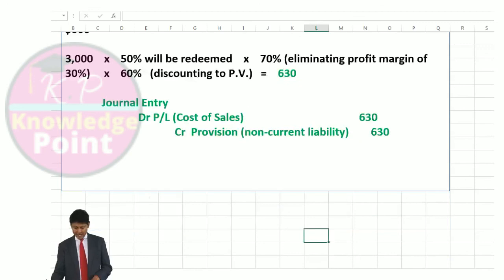And the journal entry, the examiner might easily ask you to choose between A, B, C, and D, which journal entry is correct. And the one that is correct is where you debit your P&L, cost of sales, and you credit your provision, non-current liability. The reason why I've gone for a non-current, because obviously it's more than a year away. In fact, it's 5 years away. So even at the end of the current year, there's still 4 years to go. And so you multiply 3,000 by 0.5, by 0.7, and 0.6, and the answer is, of course, 630. Debit P&L goes to cost of sales, and credit provision, non-current liability, 630.